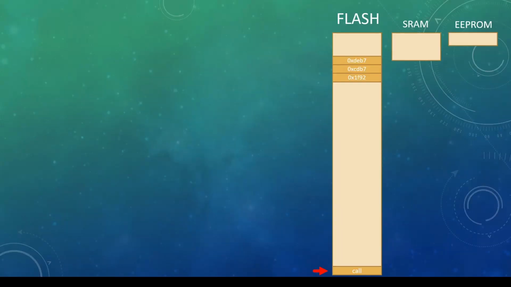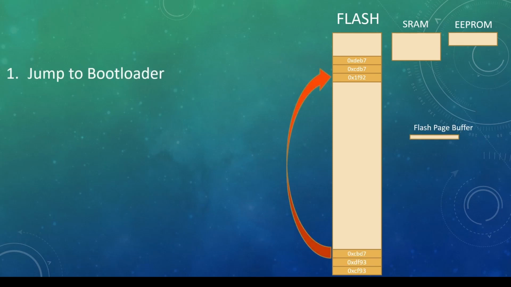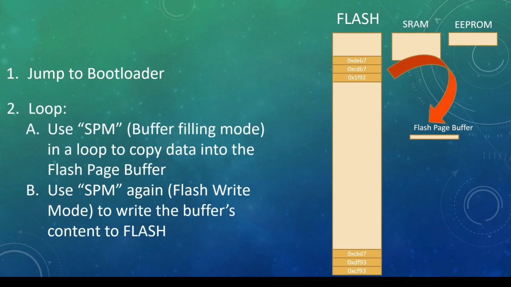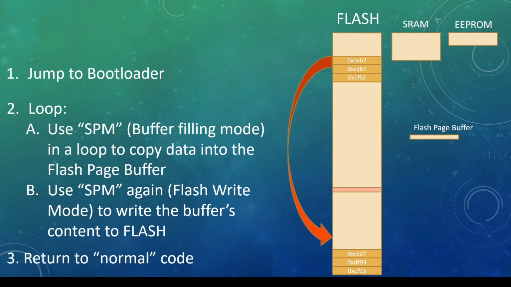With the bootloader memory location restriction in mind, our code will look more like this. Whatever we have at address 0 and a little bit beyond will need to jump to the bootloader that is located in the allowed location and then continue executing from there. Our flow is now going to be: first jump to the bootloader, then loop over filling the buffer with SPM and then writing the buffer to flash with SPM, and then return to normal code.